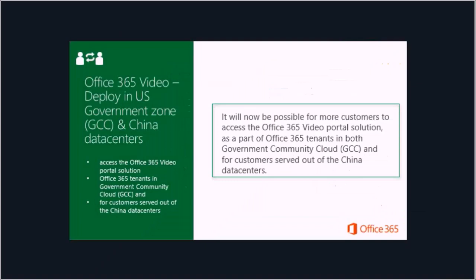The other thing that we're working on, I'm not sure how much it applies to all of you, is deploying our service into two new services for Office 365: into China data centers and into the US government community cloud data centers. So we're working on getting those fully deployed so that those customers in the government community cloud and within China can actually start using the Office 365 video service.